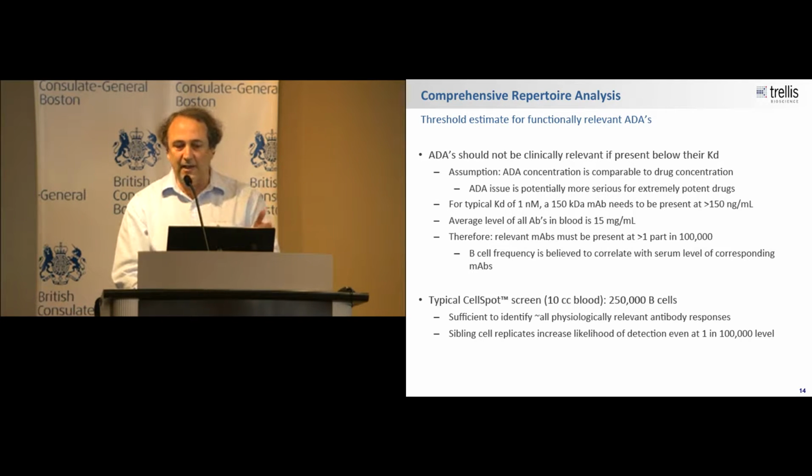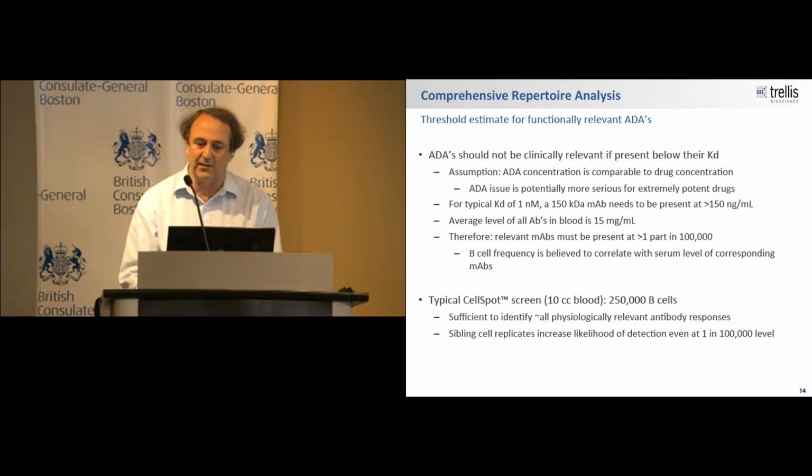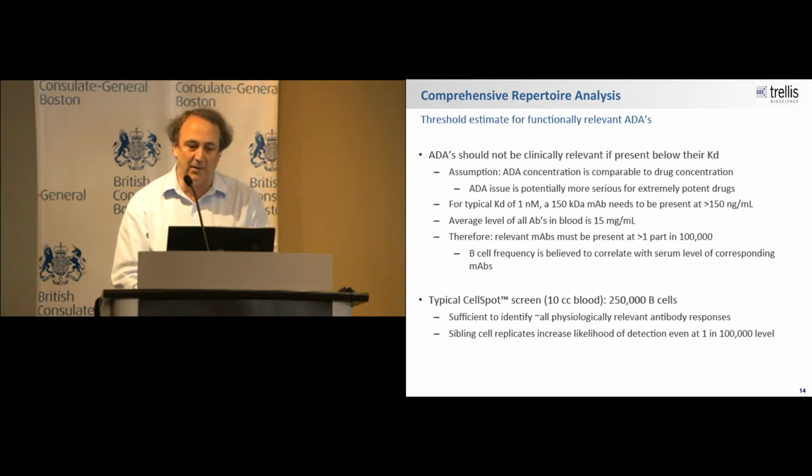So calculate it out for a typical KD of 1 nanomolar on 150,000 Daltons for an antibody. That means it needs to be present at about 150 nanograms per mil. And a typical antibody level in blood is, let's say, 10 to 15 mg per mil of all IgGs. So that says that the relevant antibodies should be present at more than about 1 part in 100,000. And that's a nice number because the belief is that when you generate a plasma cell, you generate a memory cell as an asymmetric division.